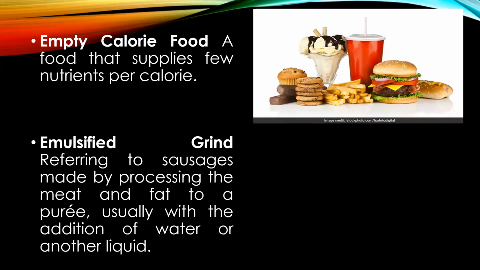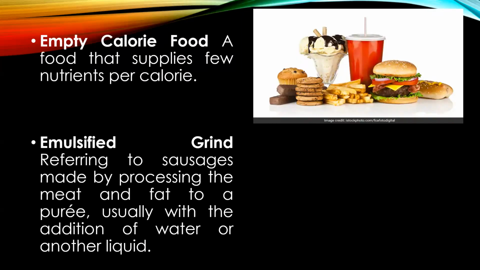Emulsified. The term is associated with mixing of two ingredients which would not mix easily, for example, oil and water. In this case, it refers to grinding of meat and fat to a puree, usually with the addition of water or another liquid.